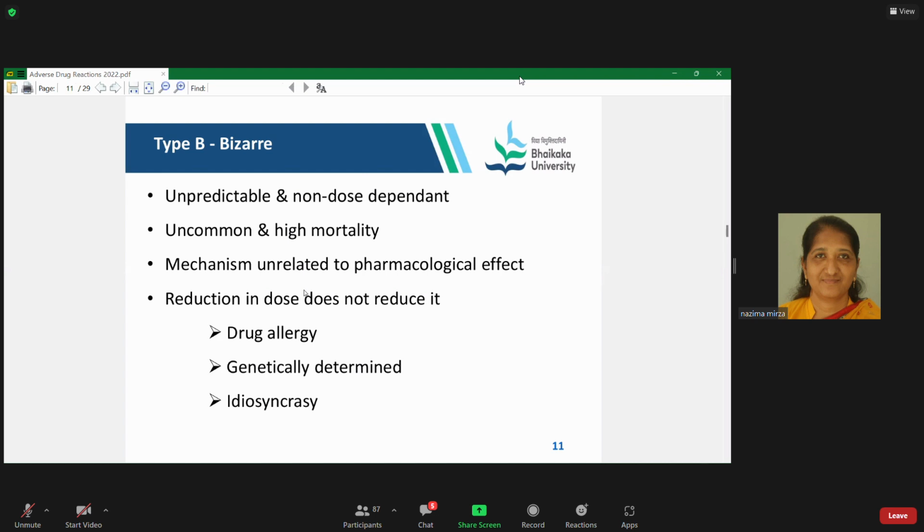Mechanism is unrelated to pharmacological effects. Remember, type A में जो था कि डोज कम किया तो कम हो जाएगा ADR, यहाँ पे नहीं होता है. Reduction in the dose does not reduce it, and that may determine ADR and idiosyncrasy. So they are unpredictable, right?